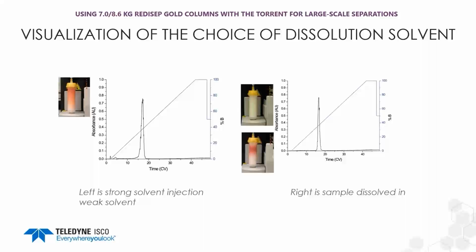And you can see the bandwidth and the separation as well, going from something that is over 6 to 8 minutes with significant peak fronting there on the left, to something that's about 4 minutes wide on the right. So significantly better baseline resolution if you were to have compounds next to it. You can visually see it on the column as well.